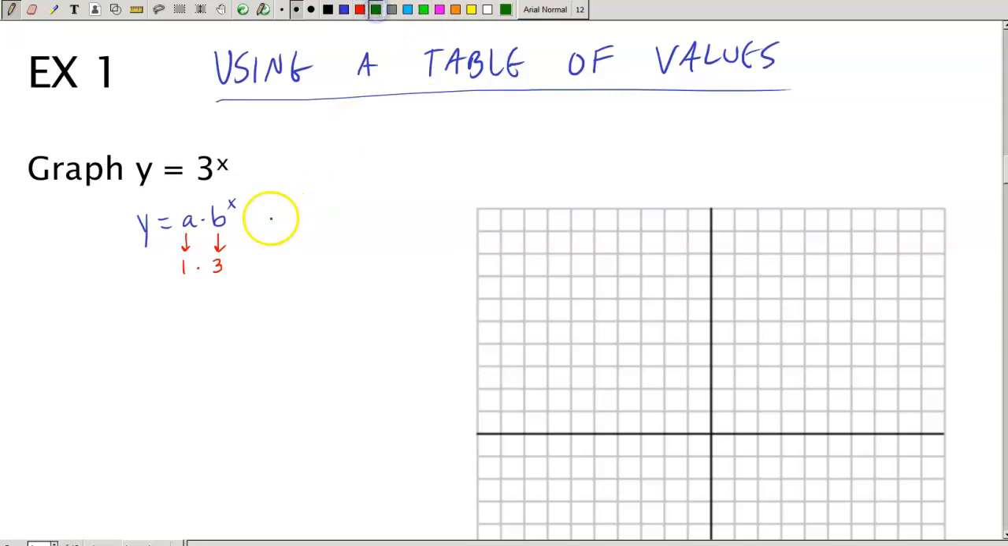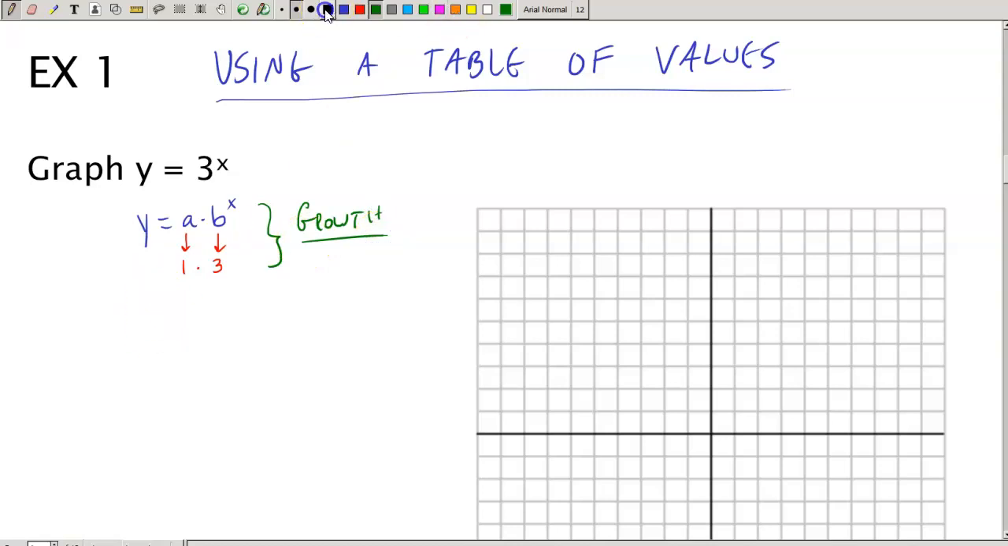This is going to be exponential growth, right? Because this growth factor, the thing that we're repeatedly multiplying by, is a number that's greater than 1. So take any number and start multiplying it by 3. That number is clearly going to increase rapidly. So this is a growth function.